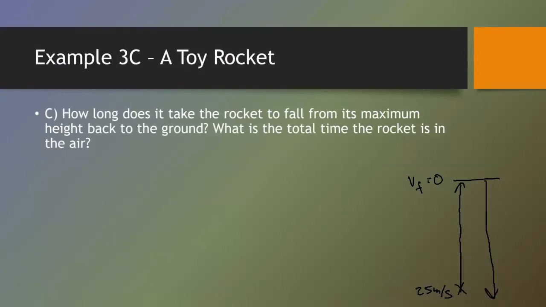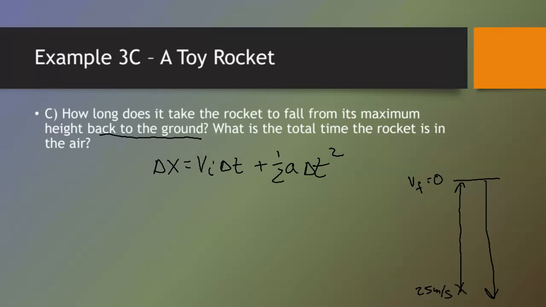How long does it take for the rocket to fall from its maximum height back to the ground? Well, if we want to figure out how long it takes for it to fall back to the ground, then we need the time. To find the time, we're going to want to use the equation delta x equals VI delta t plus 1/2 a delta t squared.